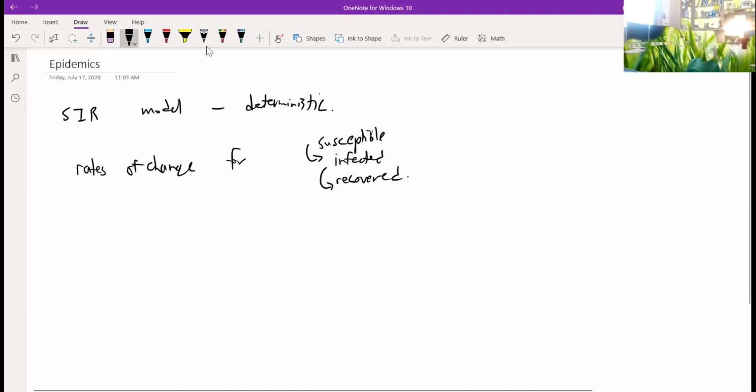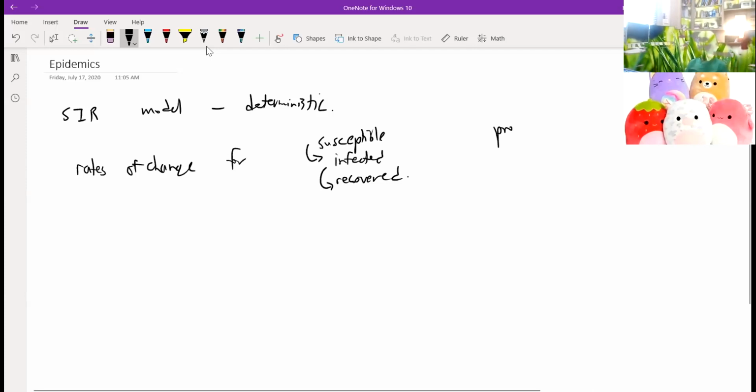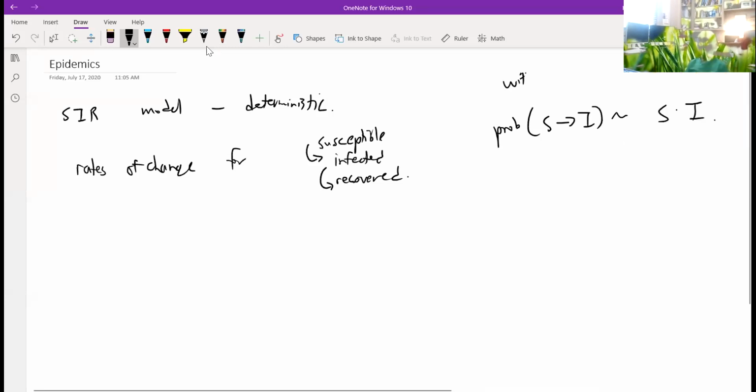But instead, we can say a single individual has the probability of, let's say, getting infected, going from susceptible to infected. So the probability of susceptible to infected, and this probability we would say is proportional to what we determined last week, which would be the size of the population of S times I. So in this case, we're not using derivatives as our rates of change. Instead, we're using probability within a certain time period t.